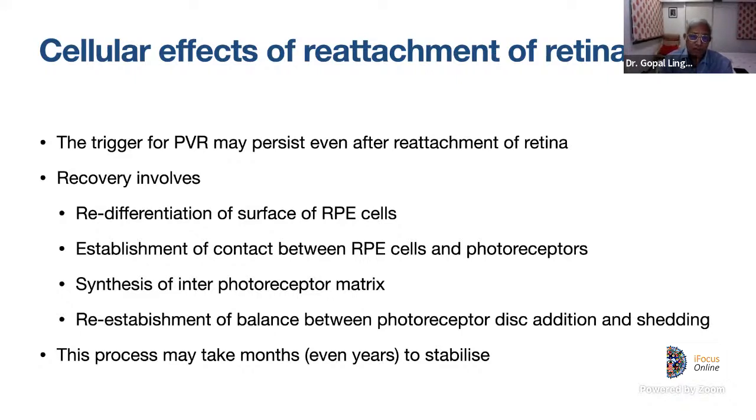The recovery also involves redifferentiation of the surface of the RPE cells, establishment of a contact between the RPE cells and photoreceptors, synthesis of interphotoreceptor matrix, and re-establishment of the balance between photoreceptor disc adhesion and its shedding. All this process takes time, and it may take several months or even years for it to stabilize.